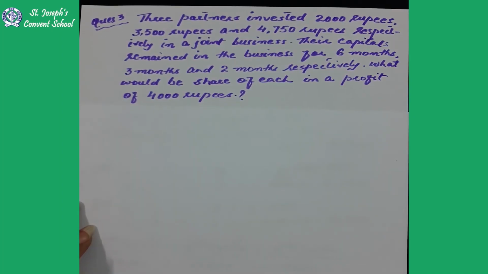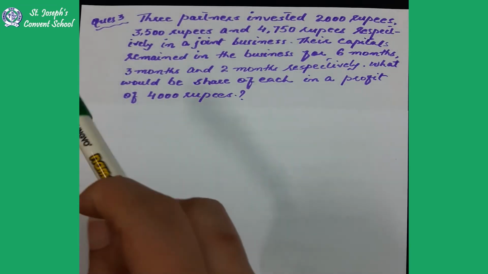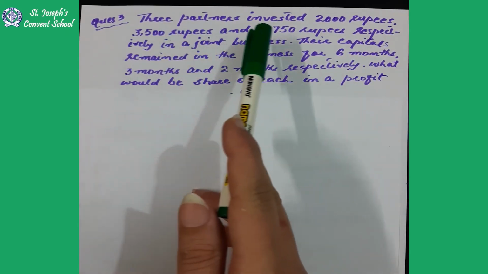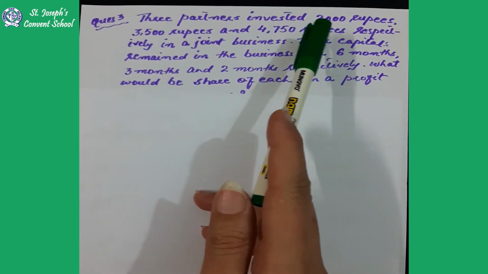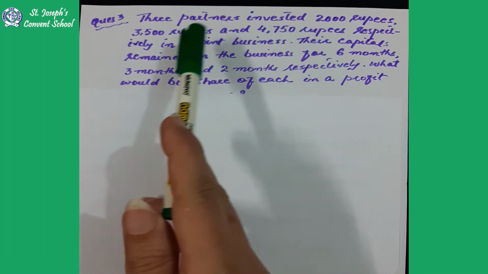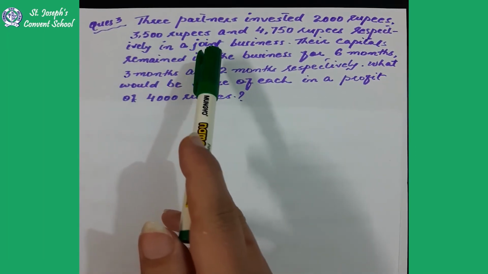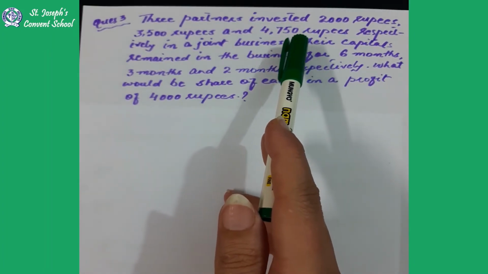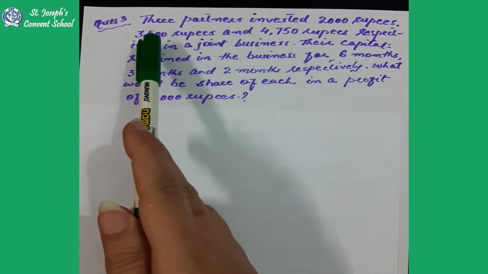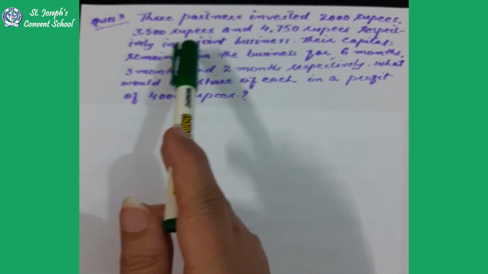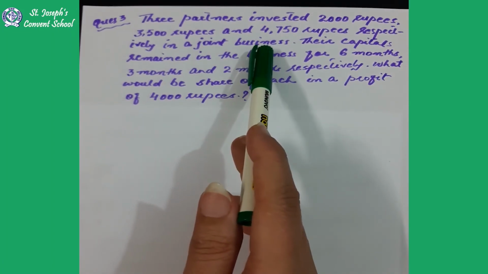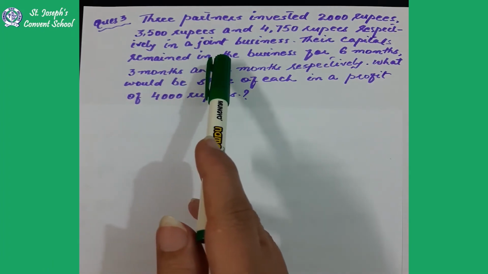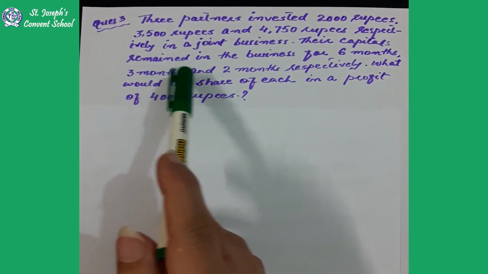Okay, now third question of the same exercise. Question I have already written. Let's read it. 3 partners invested 2000 rupees, 3500 rupees and 4750 rupees. This is the amount of 3 partners, first amount, second amount and third amount, respectively, in a joint business. Their capitals remain in the business for 6 months, 3 months and 2 months.